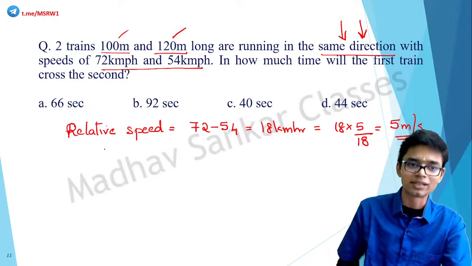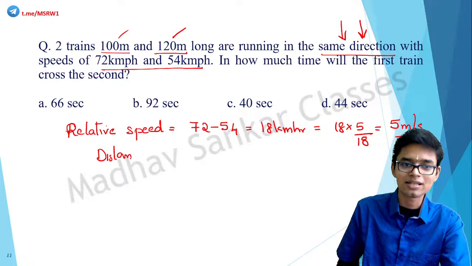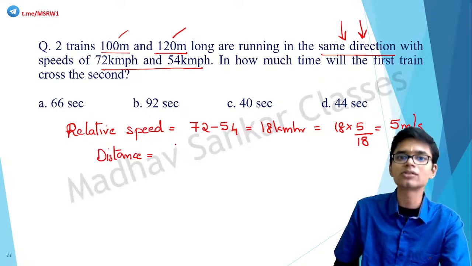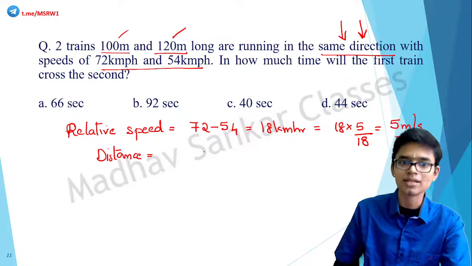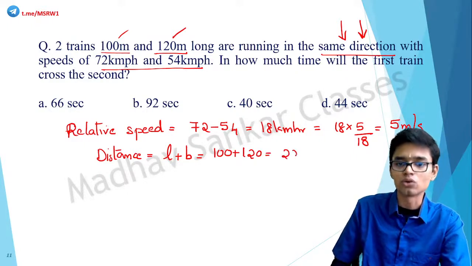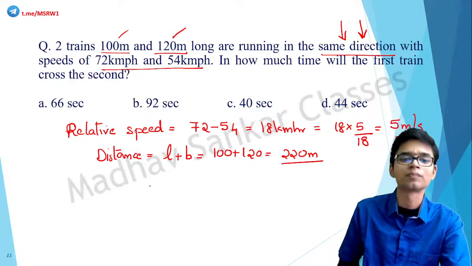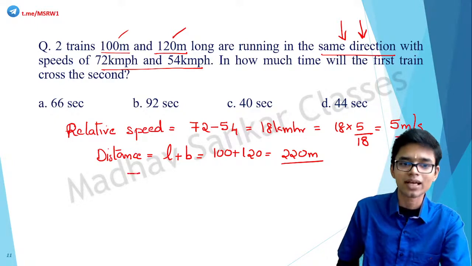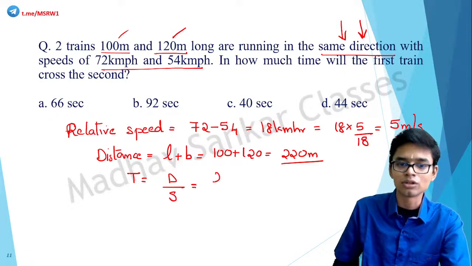Okay, distance. Distance is equal to, both are trains, so the lengths of both bodies have to be considered. So it is L plus B, which is equal to 100 plus 120, which is equal to 220 meters. So time is equal to distance by speed, which is equal to 220 divided by 5, which is equal to 44 seconds.